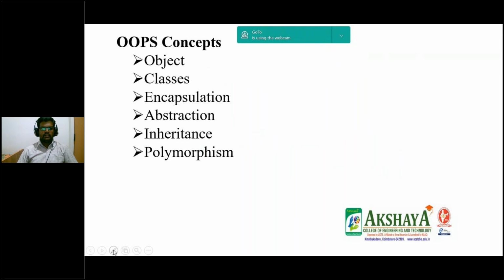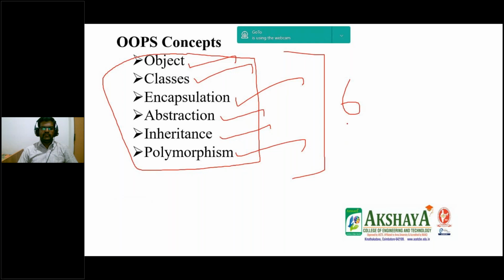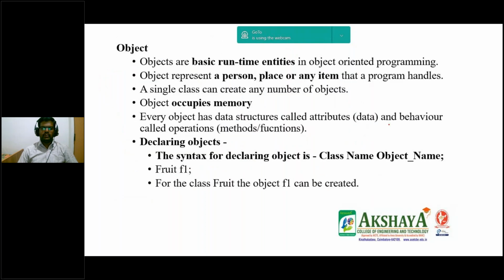Okay, first, there are different OOPS concepts. There are 6 OOPS concepts, which are helpful in learning all the object-oriented programming languages. So you have OOPS concepts like objects, classes, encapsulation, abstraction, inheritance, and polymorphism. These 6 are core OOPS concepts which all programmers should know to study object-oriented programming languages. Okay, let us discuss these OOPS concepts one by one.